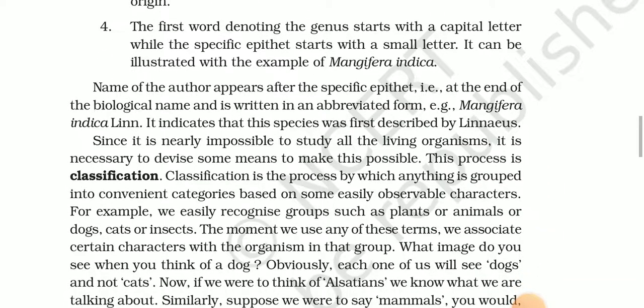The name of the author appears after the specific epithet, that is at the end of the biological name, and is written in an abbreviated form. Example, Mangifera indica Linn. It indicates that this species was first described by Linnaeus. The complete name is not given, it is given in an abbreviated form, Linn.